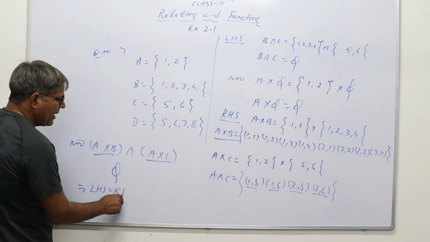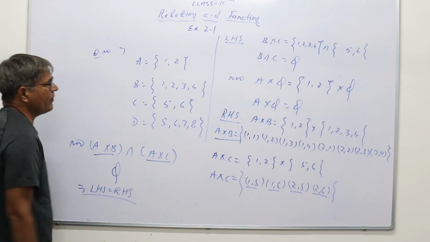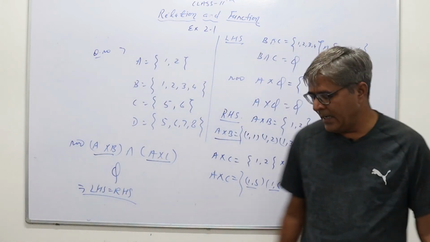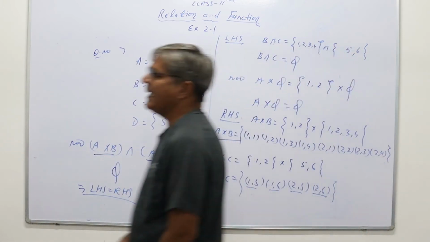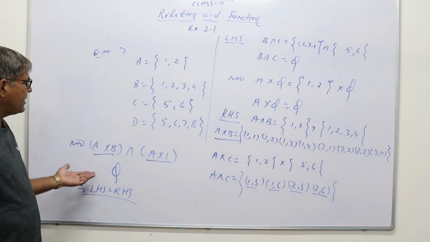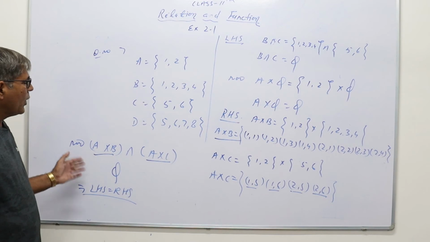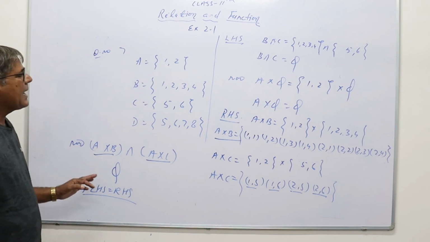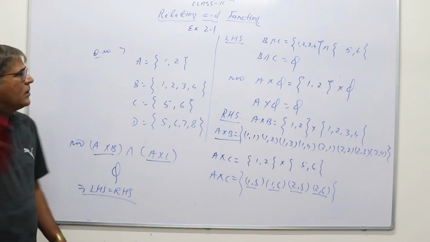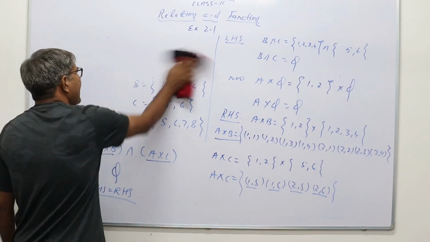is equal to RHS. In this way, when some sets are given and we have to find the interrelation between the given sets, intersection, union or Cartesian product, then we will solve this type. So let us move to question number 8.